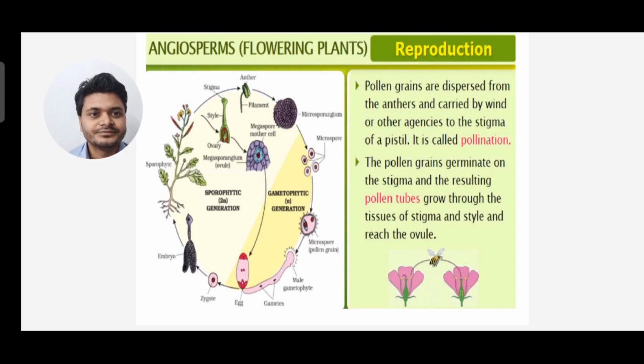You can see the microsporangium produces microspores, then the microspore becomes a pollen grain, then male gametes and egg; both the gametes fuse, then zygote, then embryo, then the entire sporophyte is formed. Again, there is formation of gynoecium and androecium when the plant matures, and then pollination takes place again.